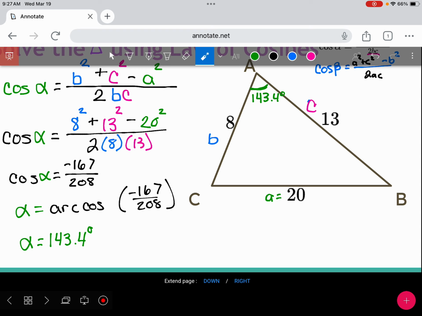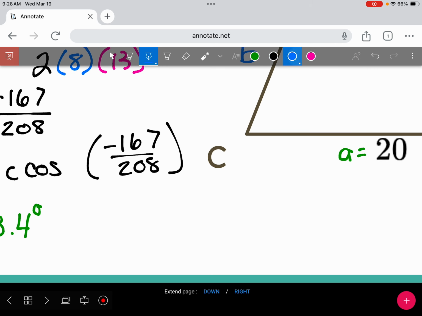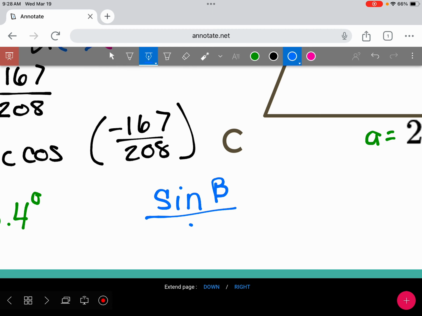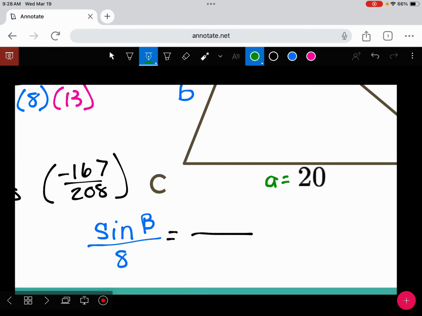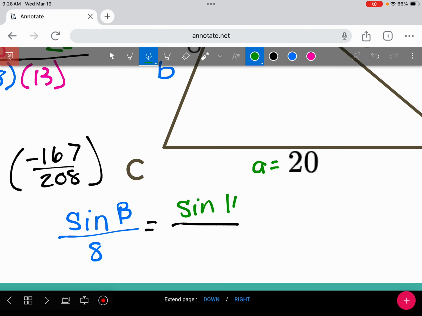Write more steps. Stop doing so many things in one step. You're doing too many steps in one step, and you're getting yourself confused. So if you're going to do law of sines to find beta, sine of beta over side B, which is 8, and we can use our alpha that we know the whole thing of, sine of alpha, which we know is 143.4 degrees, and side A is 20.